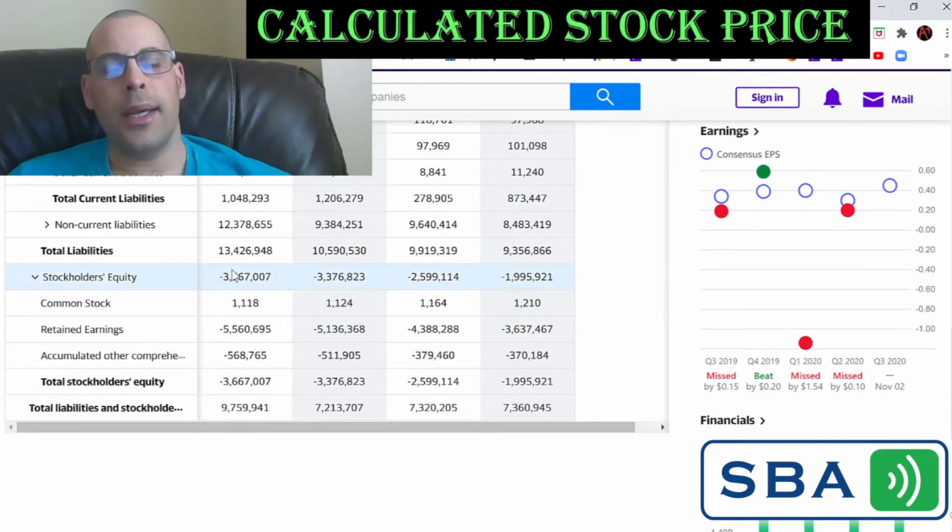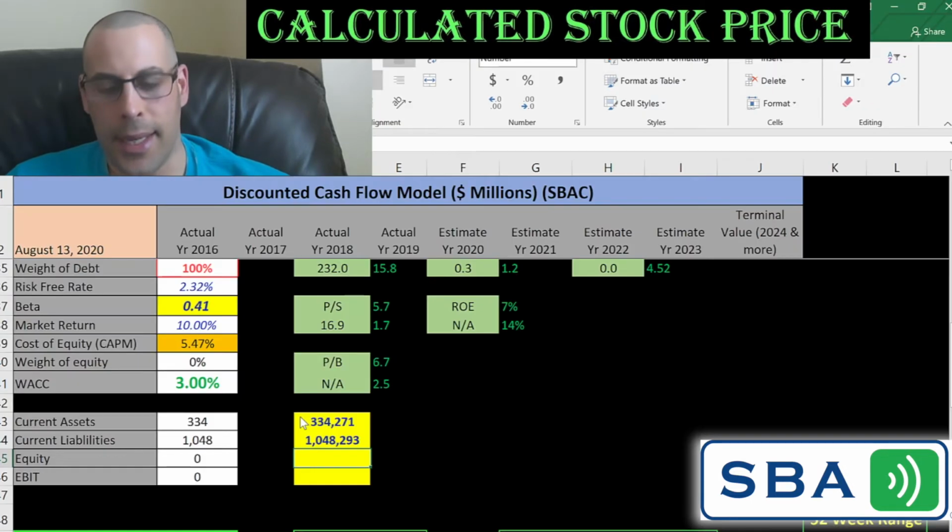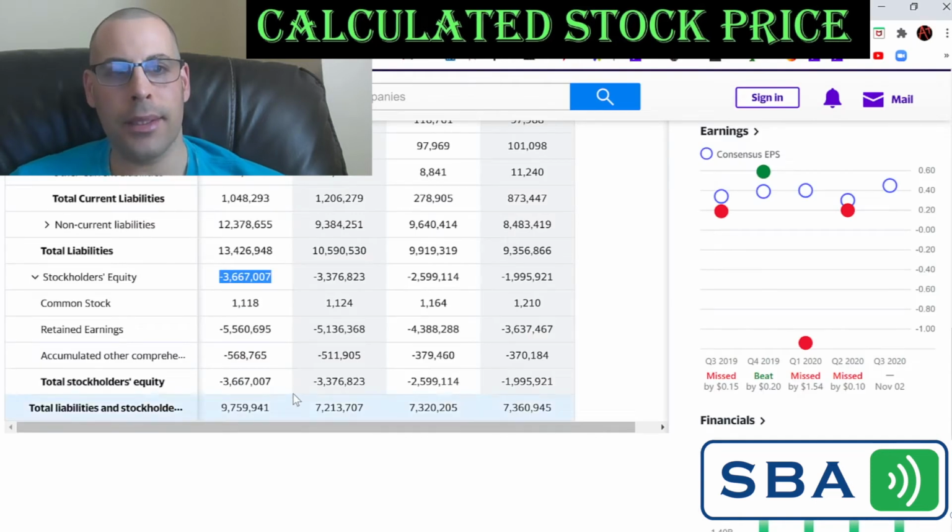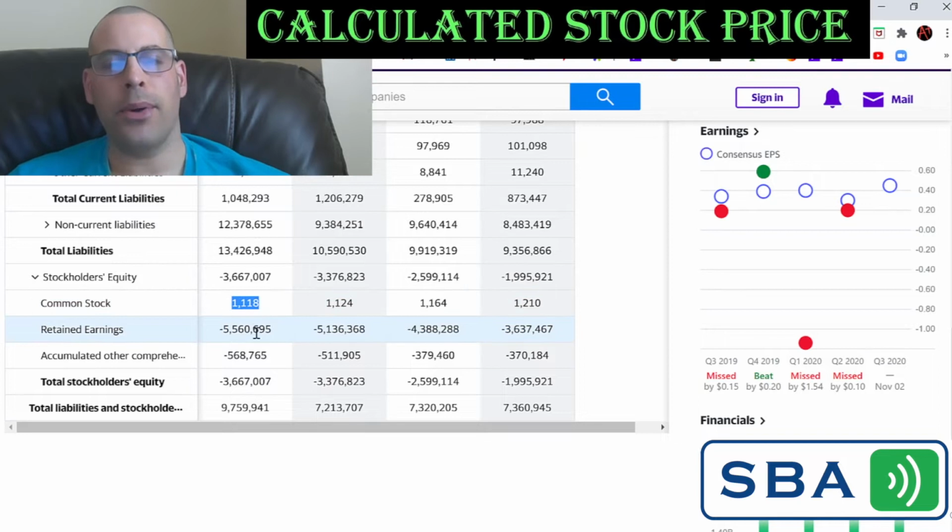Now the equity is the value of the company according to the balance sheet. That's assets minus liabilities. That's negative $3.7 billion. And that's 1.1 million of common stock, negative 5.6 billion of retained earnings. They pay a lot out in dividends, so that's why they have negative retained earnings. And negative 570 million of accumulated other comprehensive income.